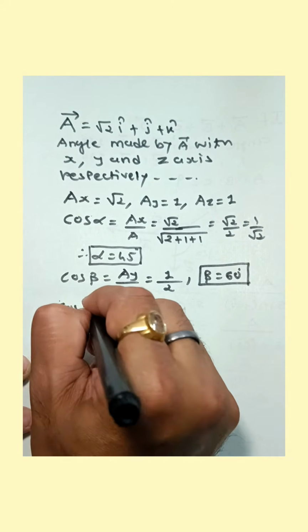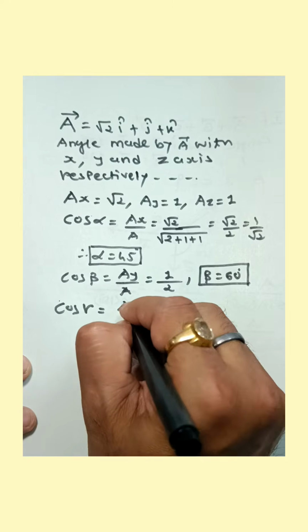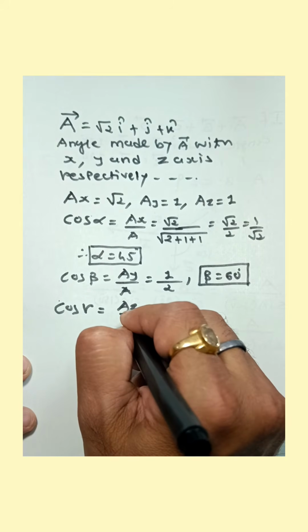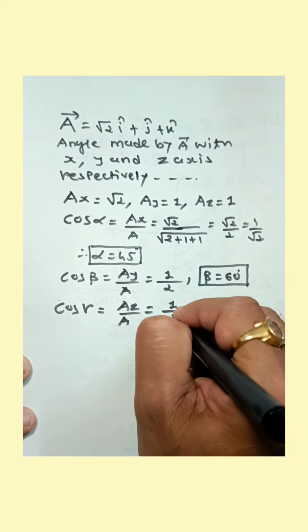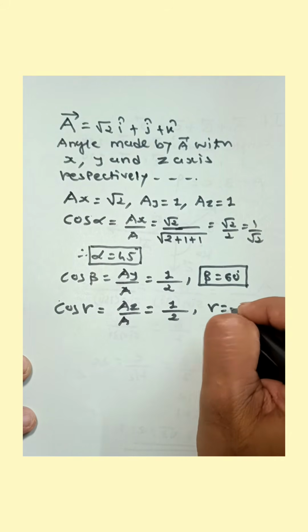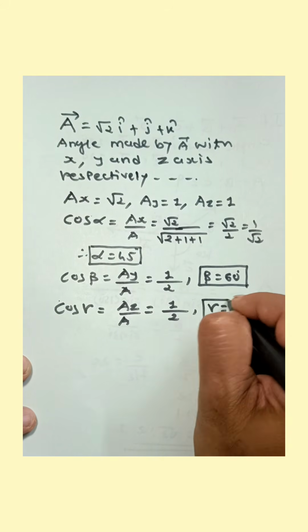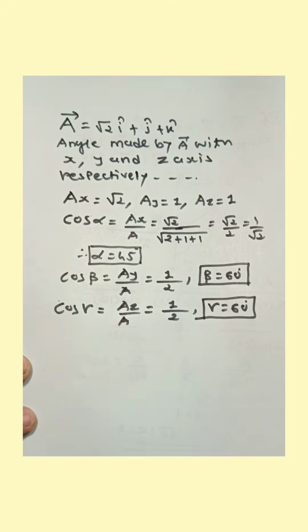Now cos gamma, where gamma is the angle made by A vector with z-axis. From direction cosine, cos gamma is equal to Az upon A. Az is 1, A is 2. So gamma is equal to 60. So answer is 45 degree, 60 degree and 60 degree.